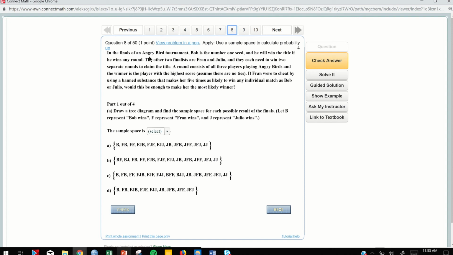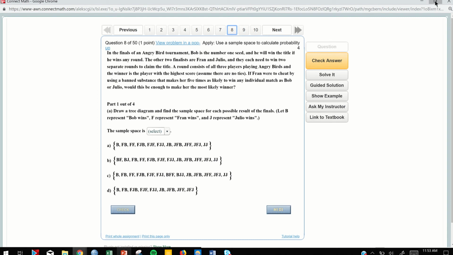It looks like we're dealing with finding the probability of particular outcomes of playing a game called Angry Bird. And our players are Bob, Fran, and Julio. Bob only needs to win one more round to win the overall game, and Fran and Julio each need to win 2 more rounds to be the overall winners. So it looks like we have a game going.